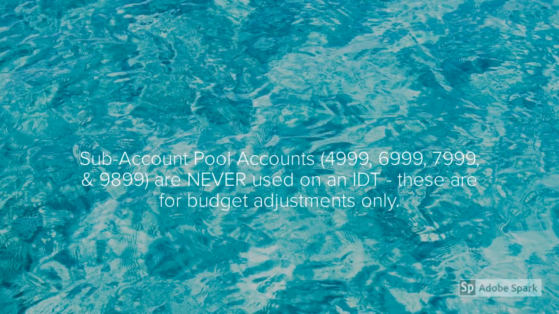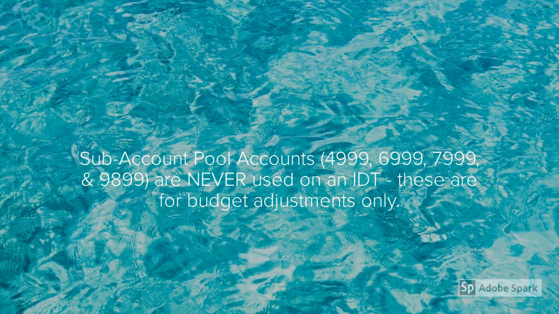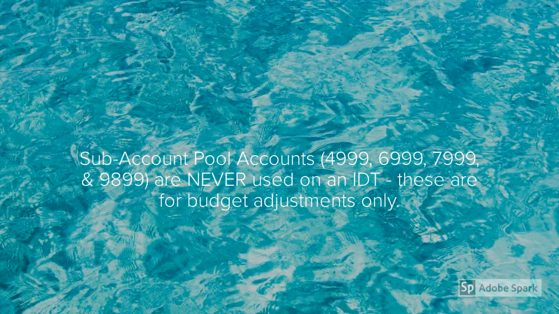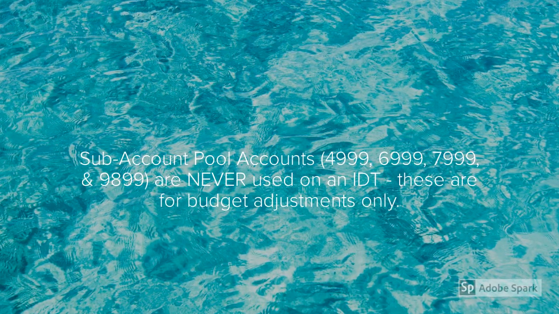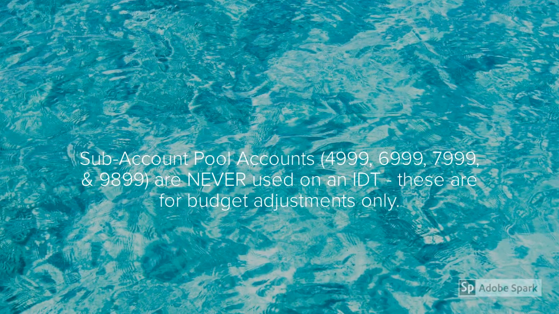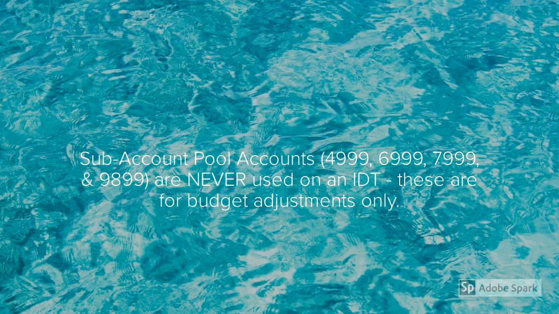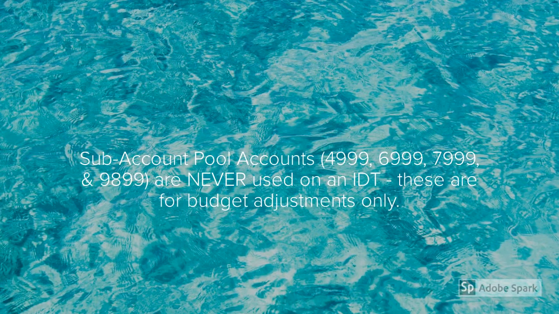Please note that sub-account pool accounts are never used on an IDT. These are rather completed by budget adjustment only. You may contact the university budget office for assistance with budget adjustments. Some examples of pool accounts include employee benefits or 4999, non-personal services or 6999, travel expenses or 7999, and equipment purchases or 9899.